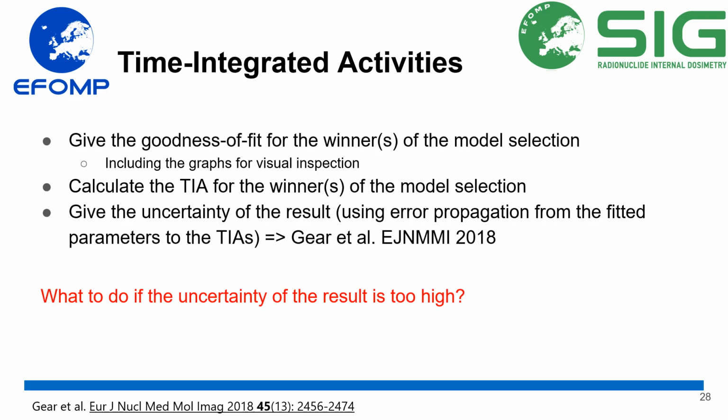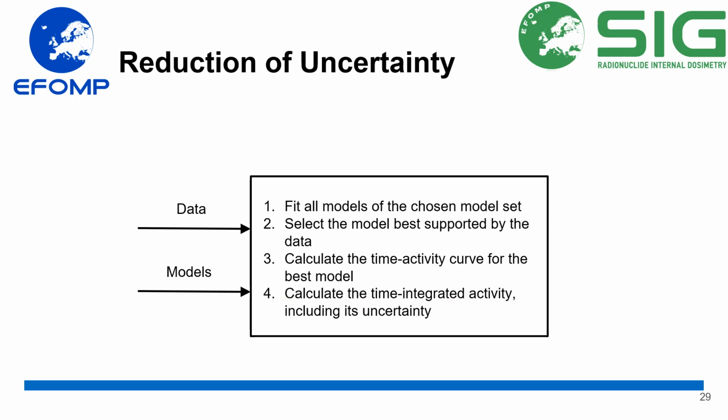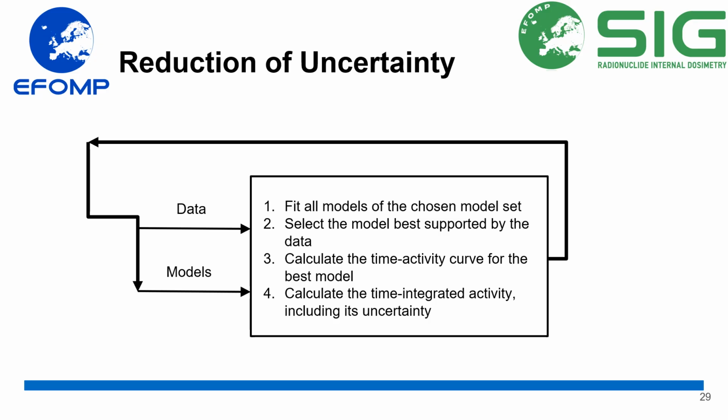So, what to do if the uncertainty of the result is too high? Then, if we look again at this scheme presented in the introduction, we can see what to do if the result is not precise enough. We can go back to the beginning and collect additional data or try additional models containing more a priori information. In nuclear medicine, it is usually too late to collect additional data. Therefore, focusing on models that incorporate more prior information is essential.